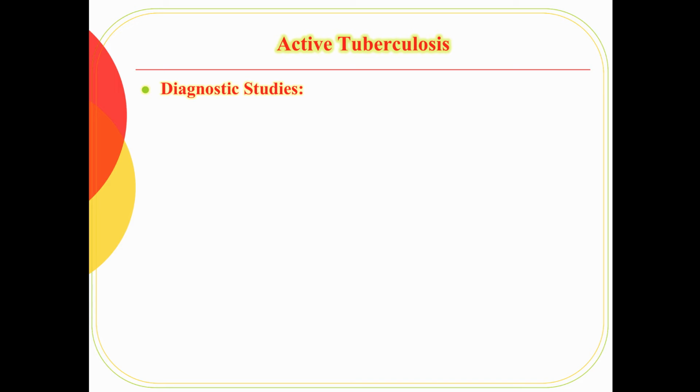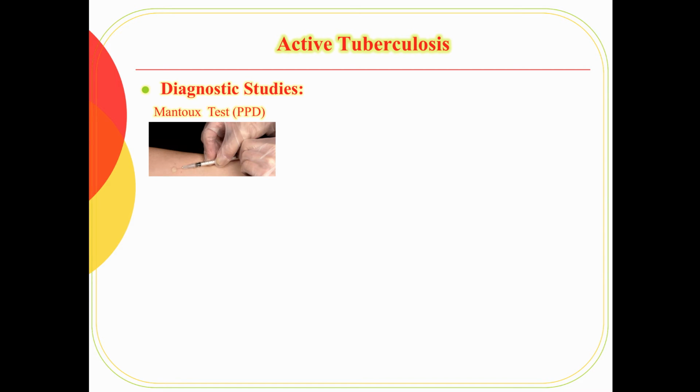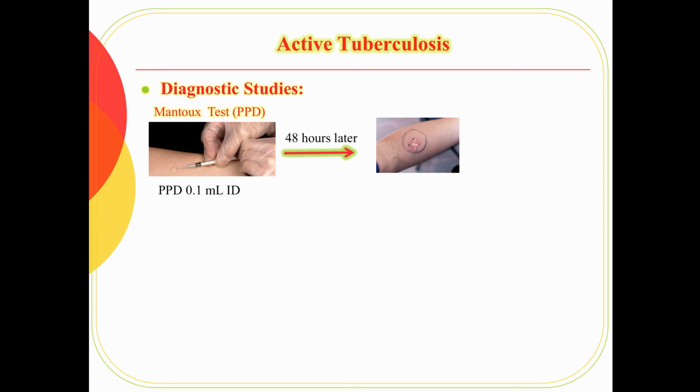So the way we confirm the diagnosis, the first thing we do is the PPD test, the Mantoux test basically. This is a PPD, which is a protein that we inject, 0.1 milliliter intradermally, and then we read it 48 to 72 hours later, and we're looking for induration. Not only redness, we're looking for induration, elevation in the skin. And that's going to indicate a positive TB. It does not necessarily mean it's an active TB.